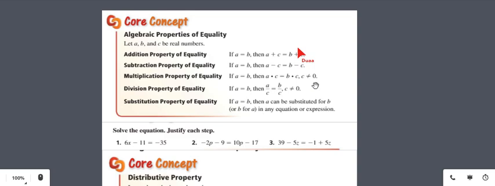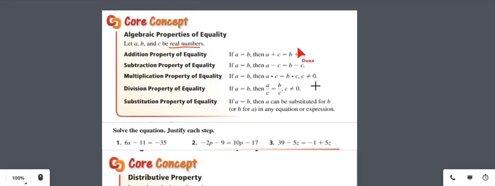Is it clear? Yes. Okay, so now we are going to study some very basic and fundamental concepts of algebra that you know very well, but we will just recall them. Here is the first property: the algebraic properties of equality. For example, you have some real numbers a, b, and c.